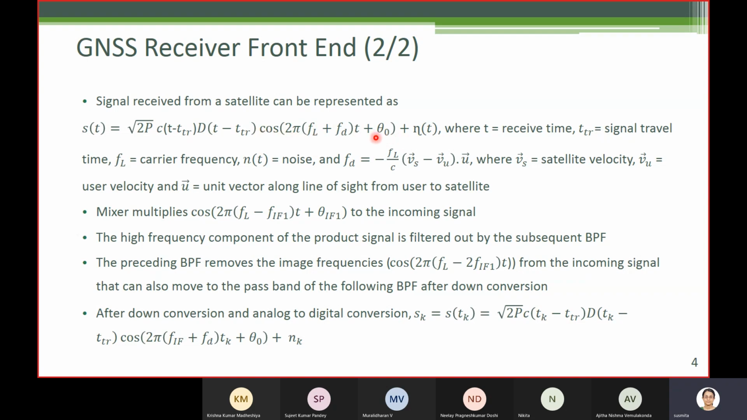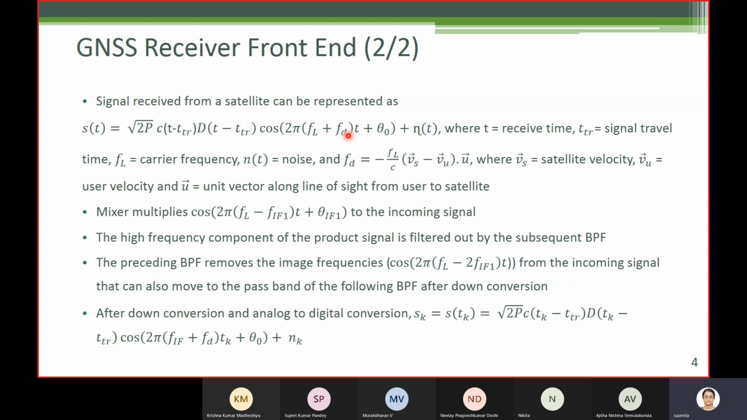But we generally use the cos representation. So cos 2 pi FL, where FL is the carrier frequency, and theta naught is some initial phase offset. What was not present in the earlier signal structure was this component, FD. FD is the Doppler frequency.